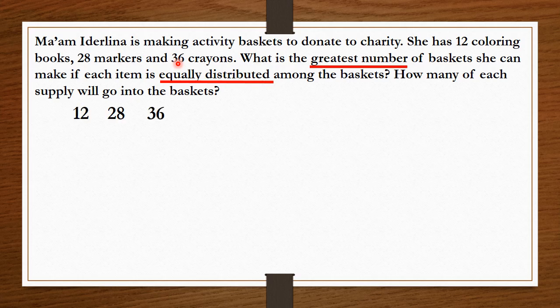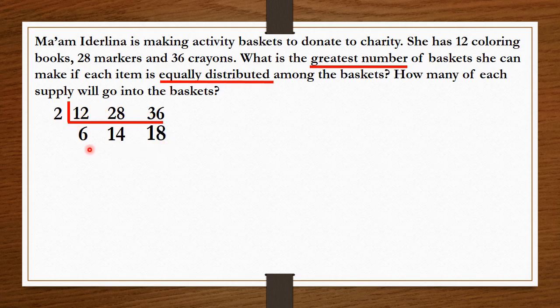36. So by continuous division, 12, 28 and 36 has a common factor of 2. So, i-divide natin yung 12, 28, at saka 36 sa kanilang pinakababang factor, and that is 2. So, 12 divided by 2, we have 6. 28 divided by 2, we have 14. 36 divided by 2, we have 18.